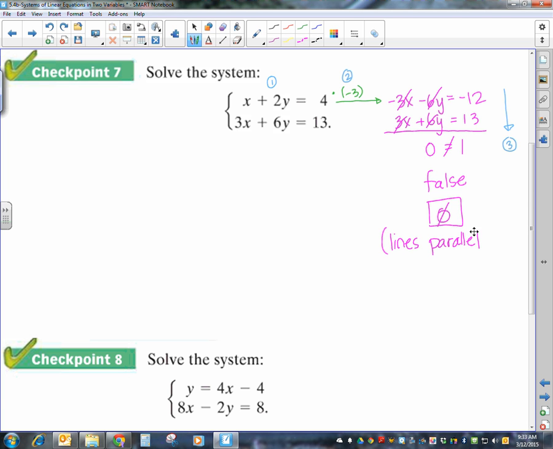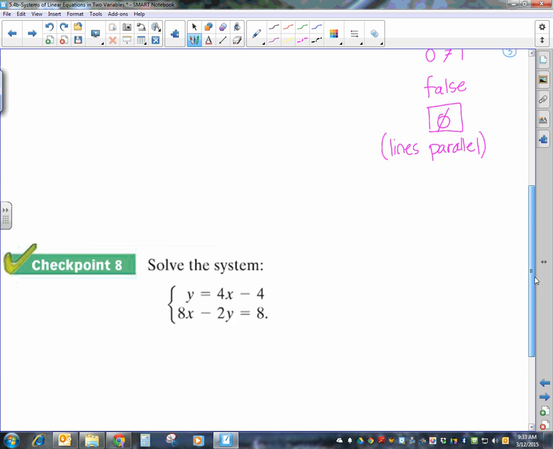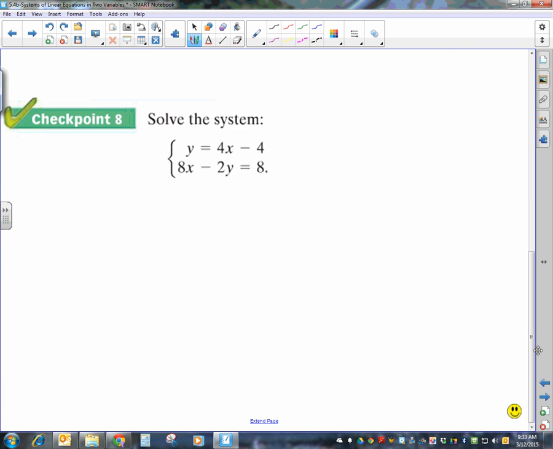Alright, let's go look at the next one. Last example. y equals 4x minus 4, 8x minus 2y equals 8. So I notice this first one is not in that standard form, so I have to move the 4x over. It's positive here, so if I put it on the other side, it's going to be negative. So I'm going to have negative 4x plus y equals negative 4. This one is in the form, so 8x minus 2y equals 8.